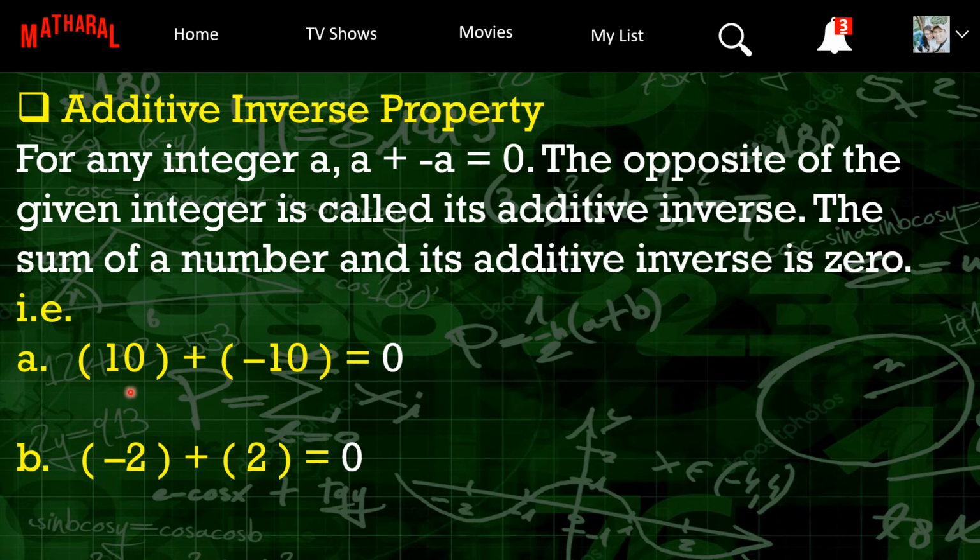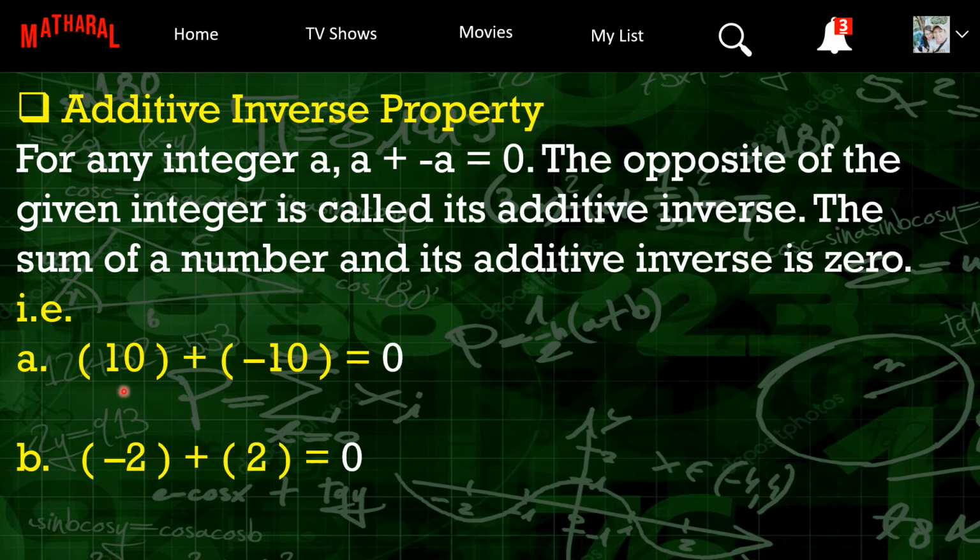So, if we apply the rules of adding integers, the sum is 0. For letter B, negative 2 plus positive 2 is 0 again. So applying the rules of adding integers, you will find that the answer is 0. So take note, this is under the additive inverse property.